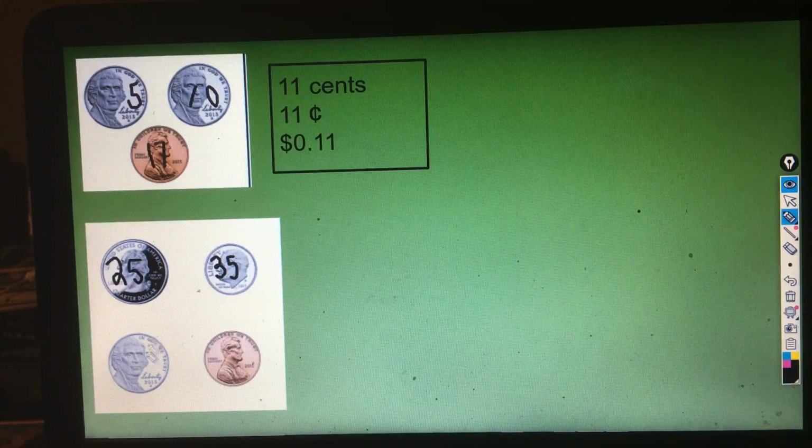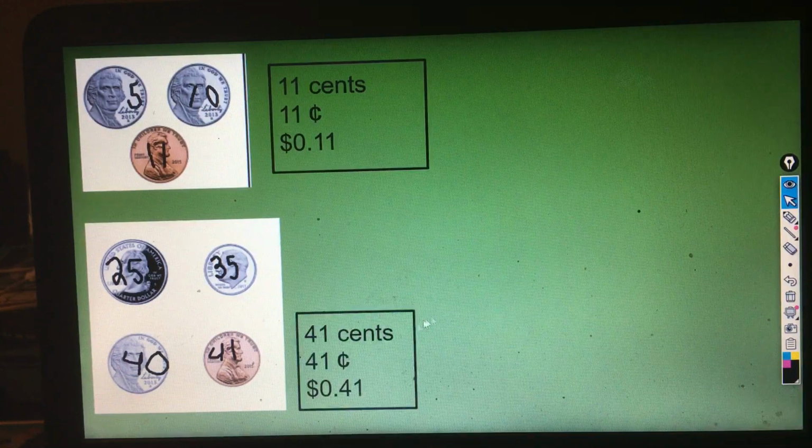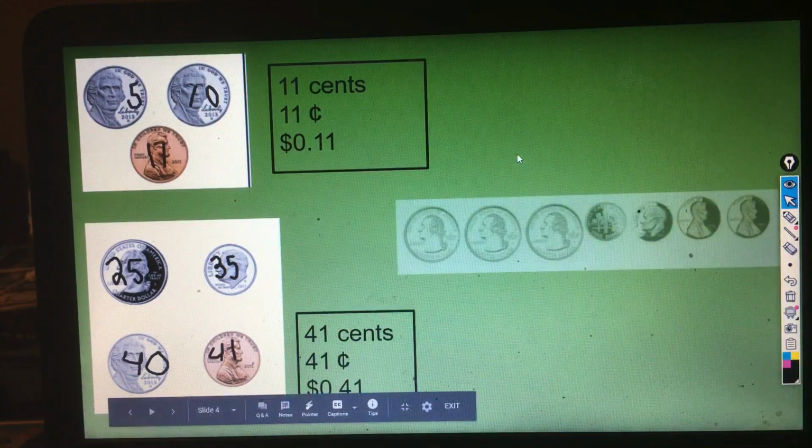But we have to go down here, and now we're going to add a nickel to this 35 cents. So we have 35 cents plus 5. We're going to get 40 cents. 35 to 40 is 5. So 35, 40 if we were counting by fives. And then we have this penny, so we're going to add one more to 40, and we would get 41 cents. So there's 41 cents, and our 3 ways we can write it.